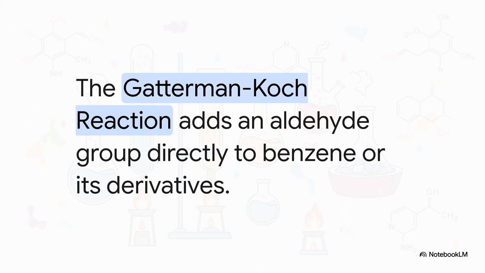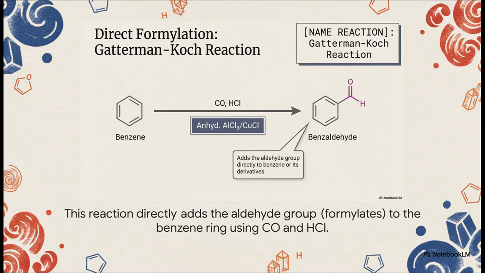But what if you don't have toluene? What if your starting material is just plain old benzene? Well, for that, you need a completely different tool from the box, the Gattermann-Koch reaction. This reaction is just so cool because it actually builds the aldehyde group directly onto the benzene ring. You use carbon monoxide and hydrogen chloride gas with a catalyst, and it performs a process we call formylation, which literally just means adding a formyl group, which is our aldehyde group. It's an incredibly powerful way to go straight from benzene to benzaldehyde.